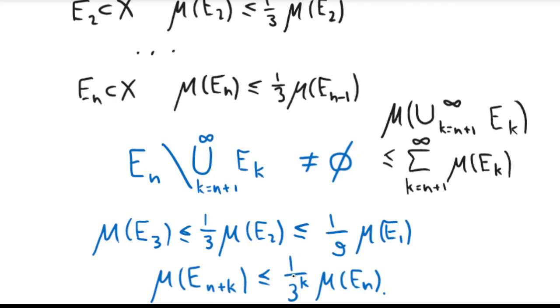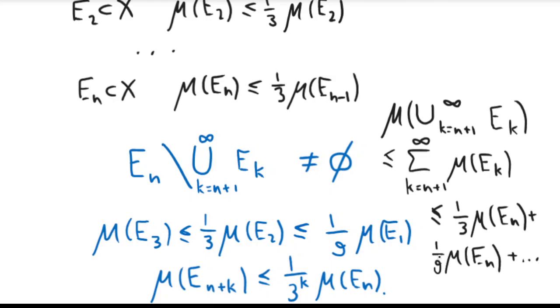Right. What I wrote here doesn't perfectly match here, but you can see that each of these measures is no more than 1/3 measure of En, plus 1/9 measure of En, plus dot dot dot, right? And because the series 1/3 plus 1/9 plus dot dot dot converges to something less than 1, this is smaller than the measure of En.